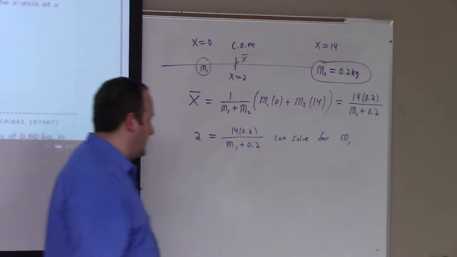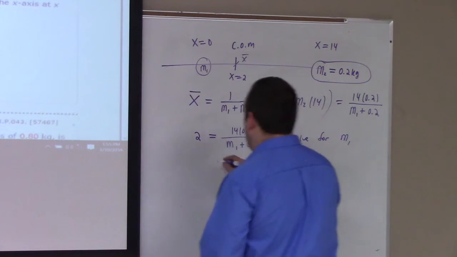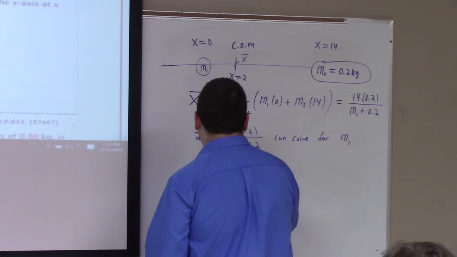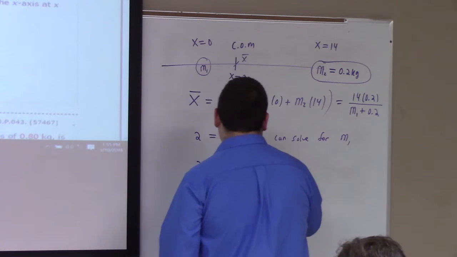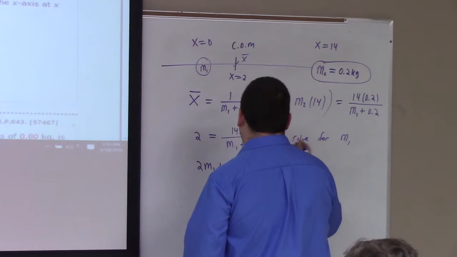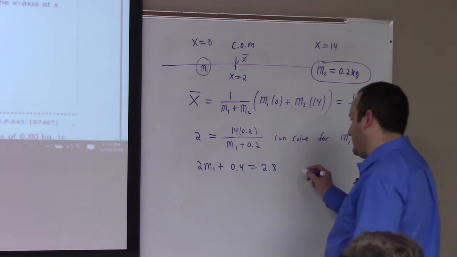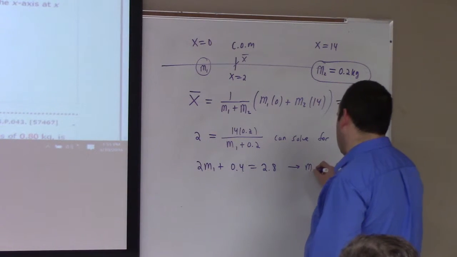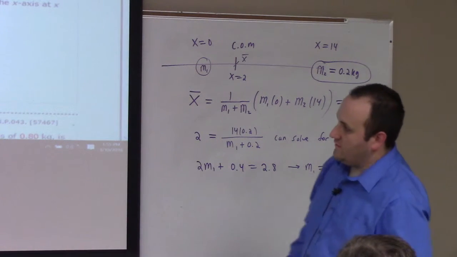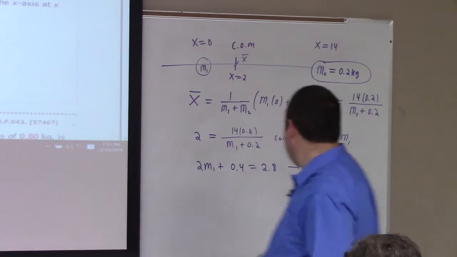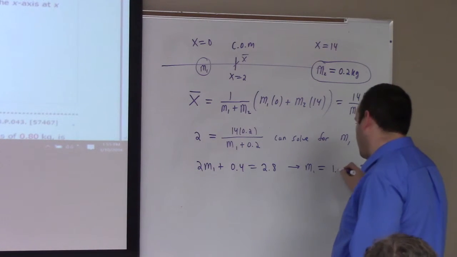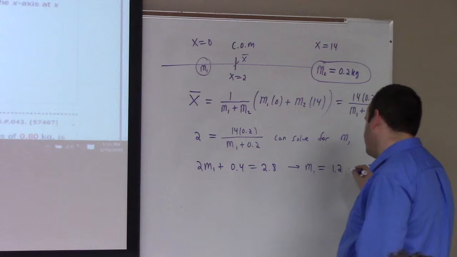So that would be my first thing, solve for m1. 2m1 plus 0.4 is equal to 14 times 0.2. What is 14 times 0.2? 2.8, right? So what's m1 equal to? M1 is equal to, I'm going to cheat, 1.2 kilograms.